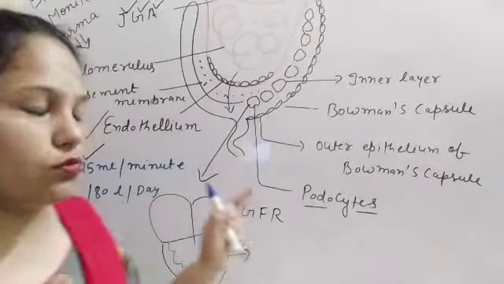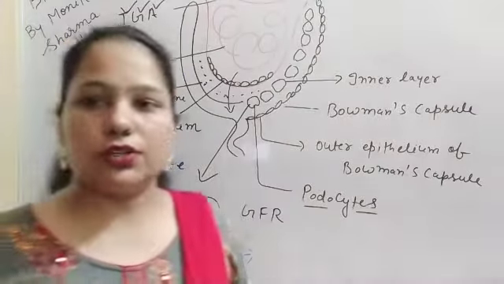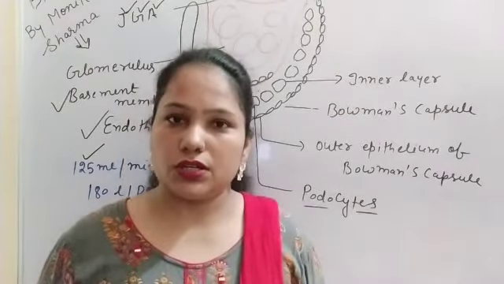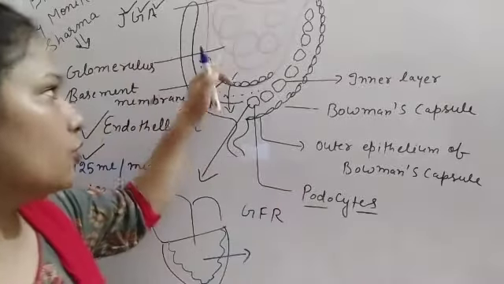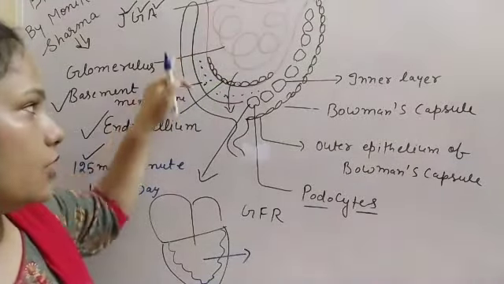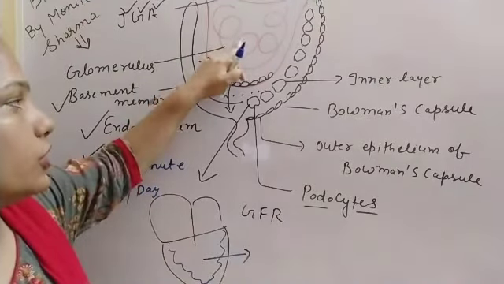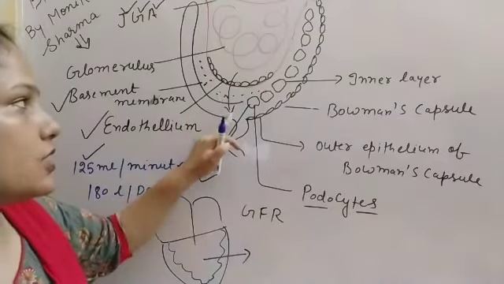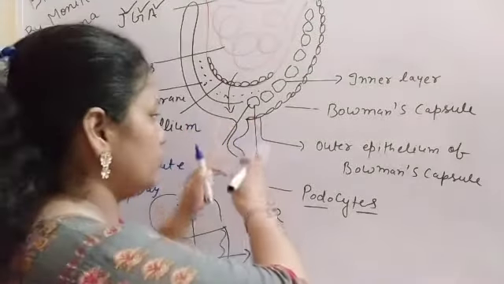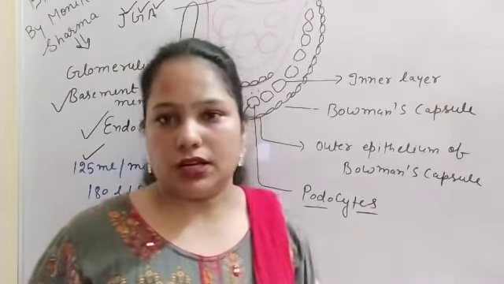Here we have to discuss just the ultrafiltration. I think you understood what ultrafiltration is. It is done in the glomerular part of the renal corpuscle, and here the blood is filtered through these three different layers, and all the constituents are filtered except the large proteins. So that is ultrafiltration.